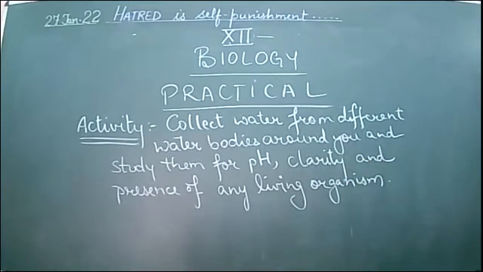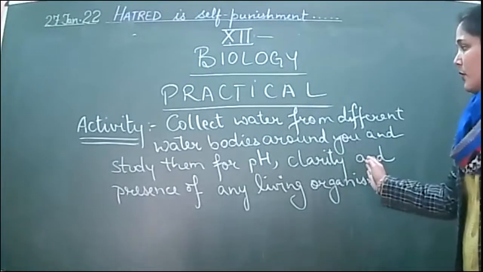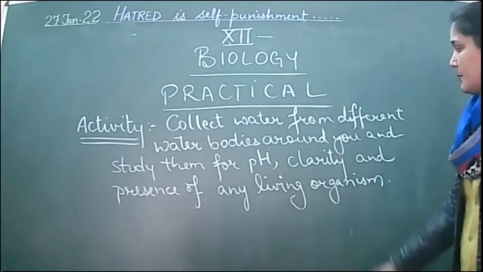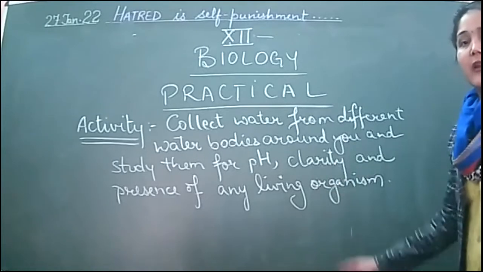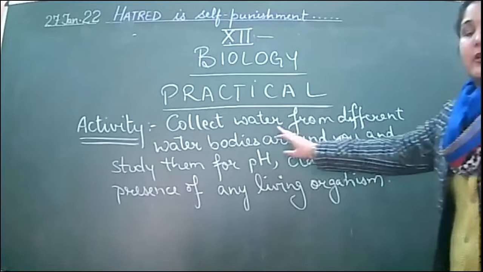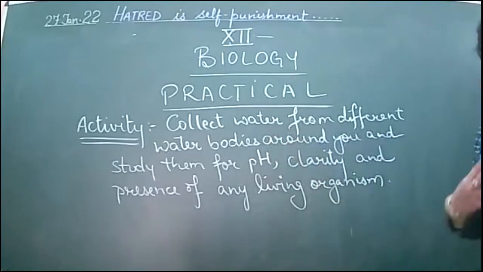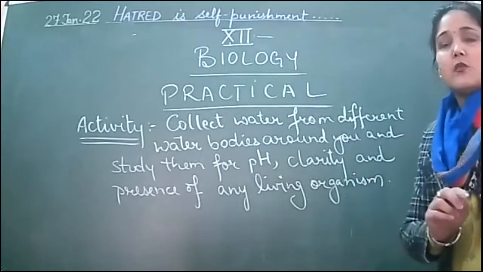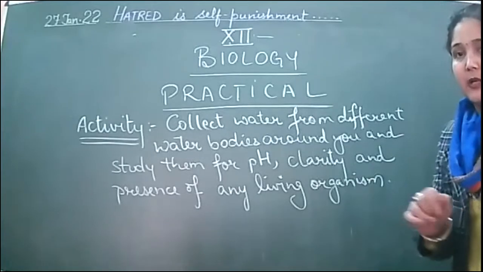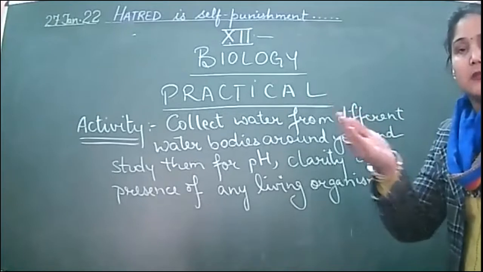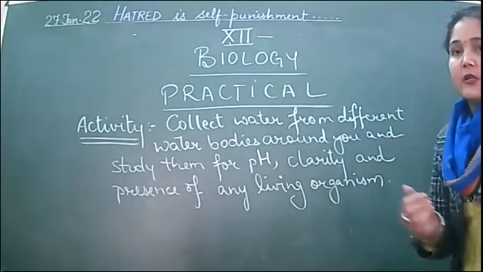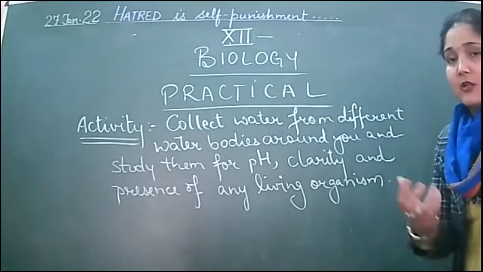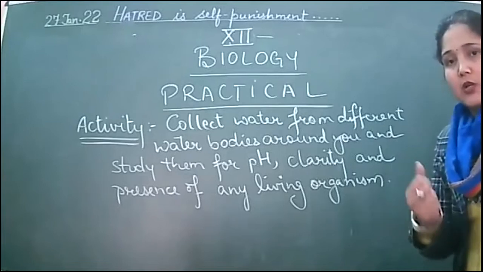One of these experiments is to collect the water from the different water bodies around you and study them for the pH, clarity, and presence of any living organism. We are to collect the water samples here in the school. We can get one from the pond nearby, right? From some locality where the water supply is bad in quality. So you can get that water also.